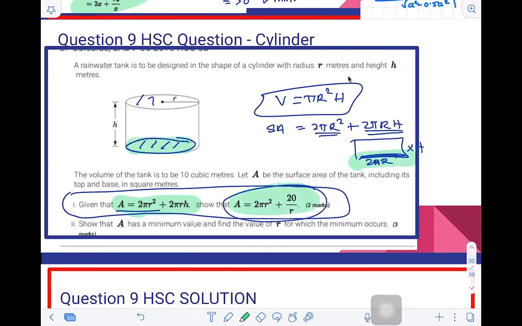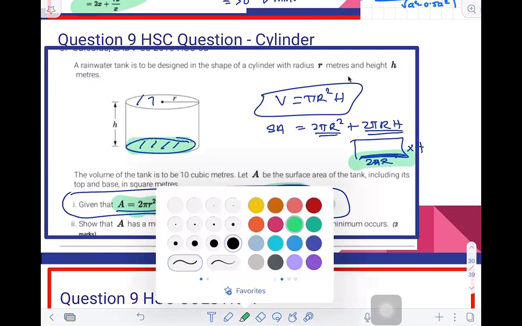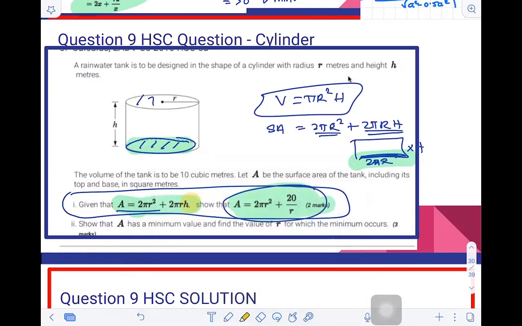So you notice that this is all in terms of r. So your first step, we need a relationship between the r and the h, because we want to get rid of this h here. So we need to look for some other information. I scan through and I find this number, 10 cubic meters. Even the units give that away. That is the volume. So the volume of the cylinder is 10 cubic meters.